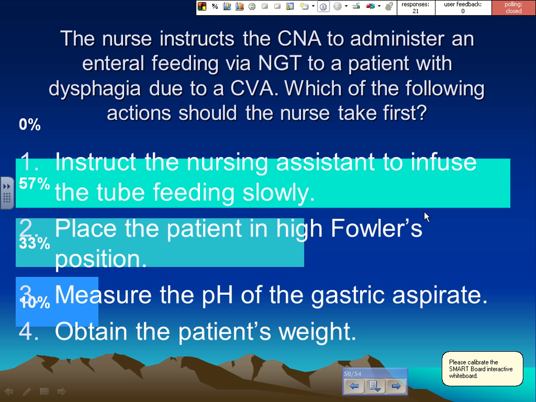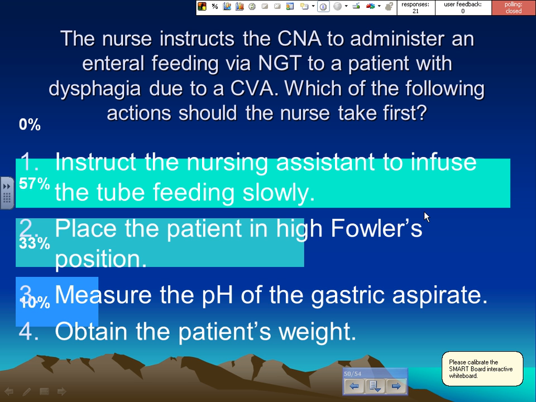We need to check the placement of the tube before we do anything. We're not going to reposition the patient. We're not going to do anything until we know that the tube is where it should be. Now, the most accurate way of assessing NG tube placement is measuring the pH. That's not something that you see nurses do on a regular basis. But again, that's textbook, the best way to ensure that it's actually in the stomach.